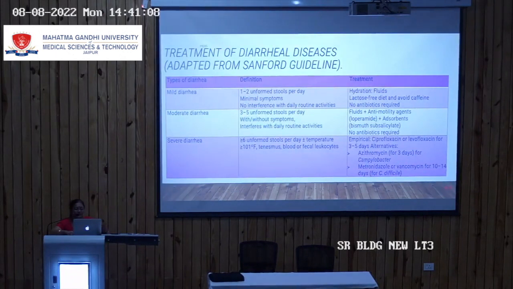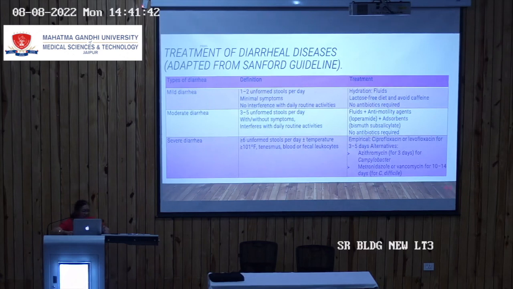So these are the definitions. Mild diarrhea is 1 to 2 unformed stools per day. Treatment is hydration and fluids. Then a lactose-free diet, avoid caffeine, no antibiotic required. Then moderate diarrhea is 3 to 5 unformed stools per day with or without symptoms, and it interferes with the daily routine. Then fluids and anti-motility agents like loperamide and absorbents like bismuth subsalicylate.